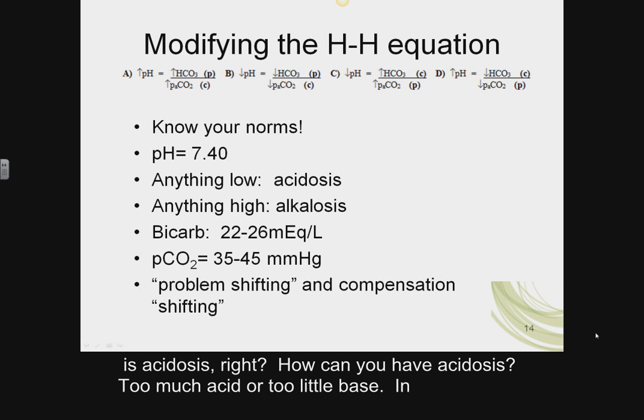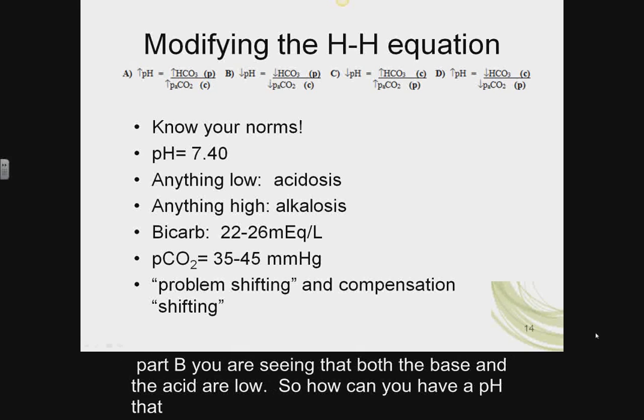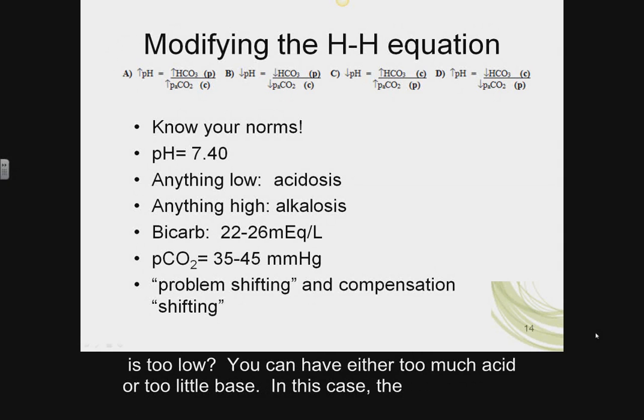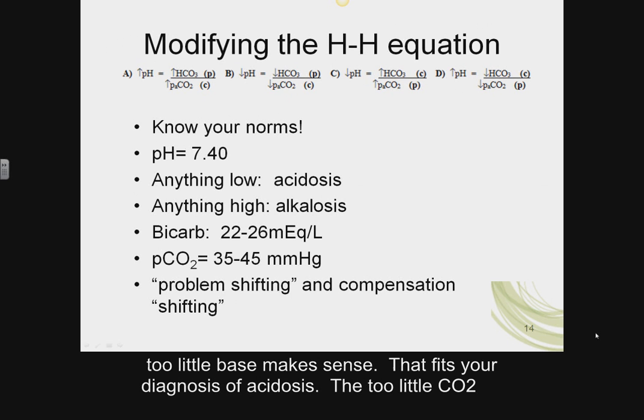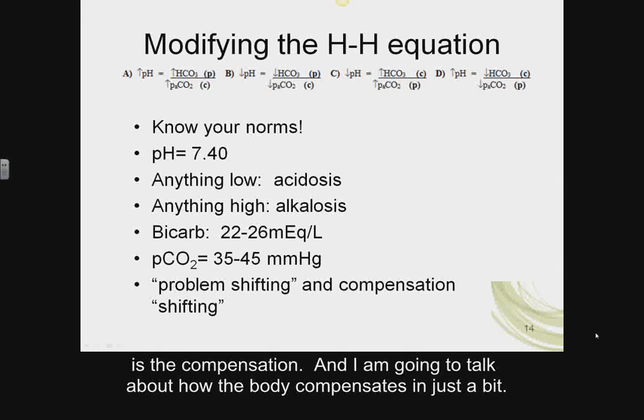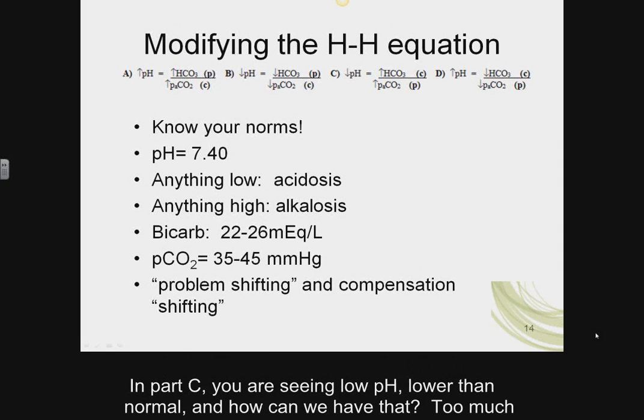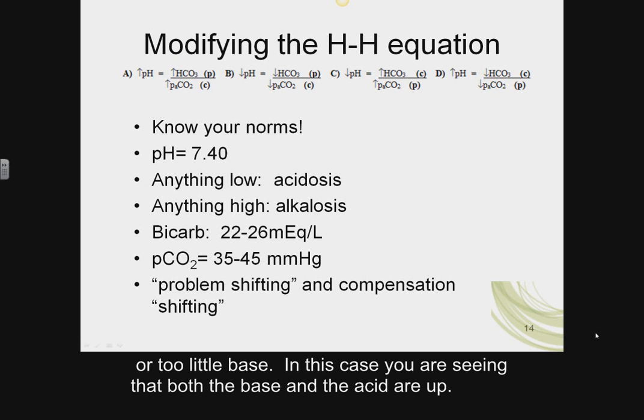In letter B, you are seeing a pH that is too low. That is acidosis, right? How can you have acidosis? Too much acid or too little base? In part B, you are seeing that both the base and the acid are low. So how can you have a pH that is too low? You can either have too much acid or too little base. In this case, the too little base makes sense. That fits your diagnosis of acidosis. The too little CO2 is the compensation. And I'm going to talk about how the body compensates in just a bit.